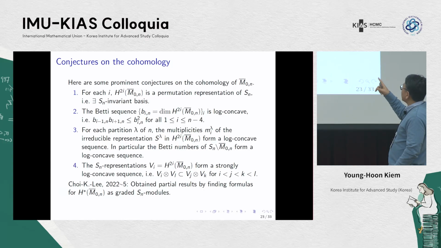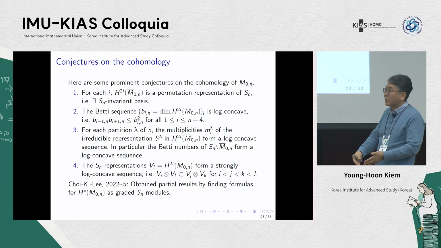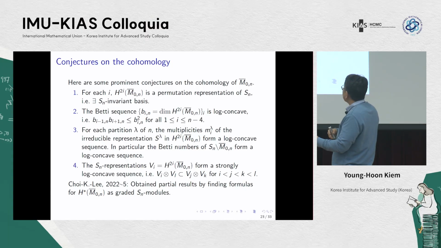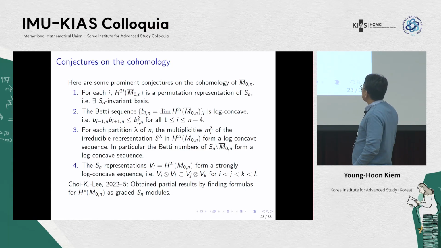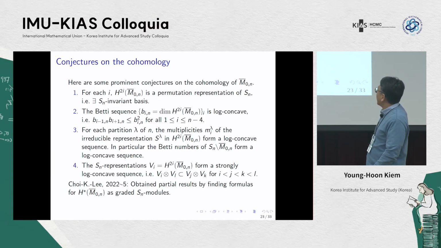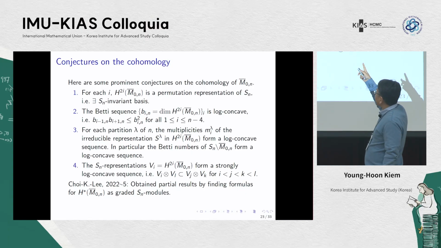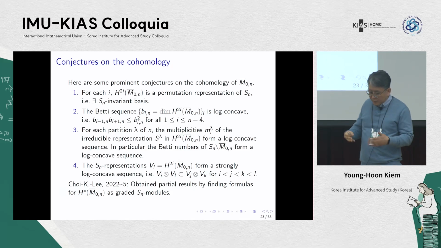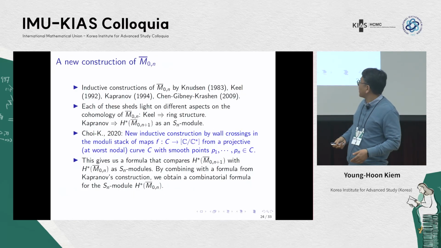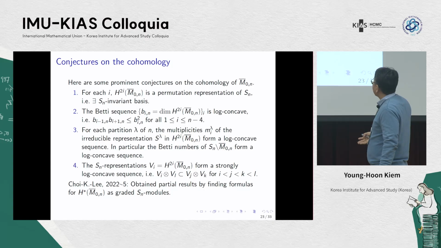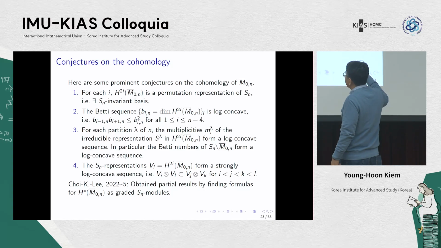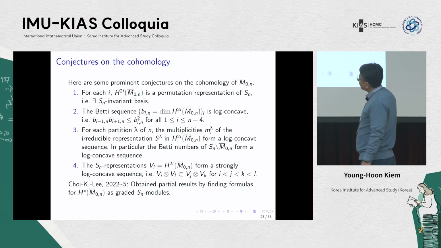And the second conjecture is that the Betti numbers form a log concave sequence. We know that it's asymptotically normal, but we conjecture that it's always log concave. Sorry, the Betti sequence is asymptotically log concave, but we conjecture that this is always log concave. And this log concavity conjecture can be strengthened using a representation theory point of view.